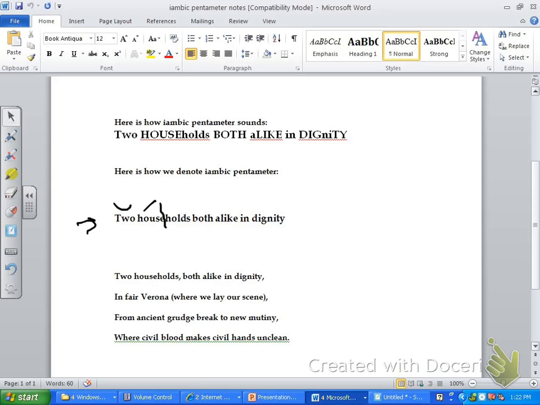So I'm going to draw a little mini U. What's my next stressed syllable, Jack? "Both." Yep. So now I have another unit of iambic meter. So what do I need to do? Now I have another unit of iambic meter, Nicole. Separate it. Yep, and where do I put the line? After "both." Good. So now I have one, two, one, two.